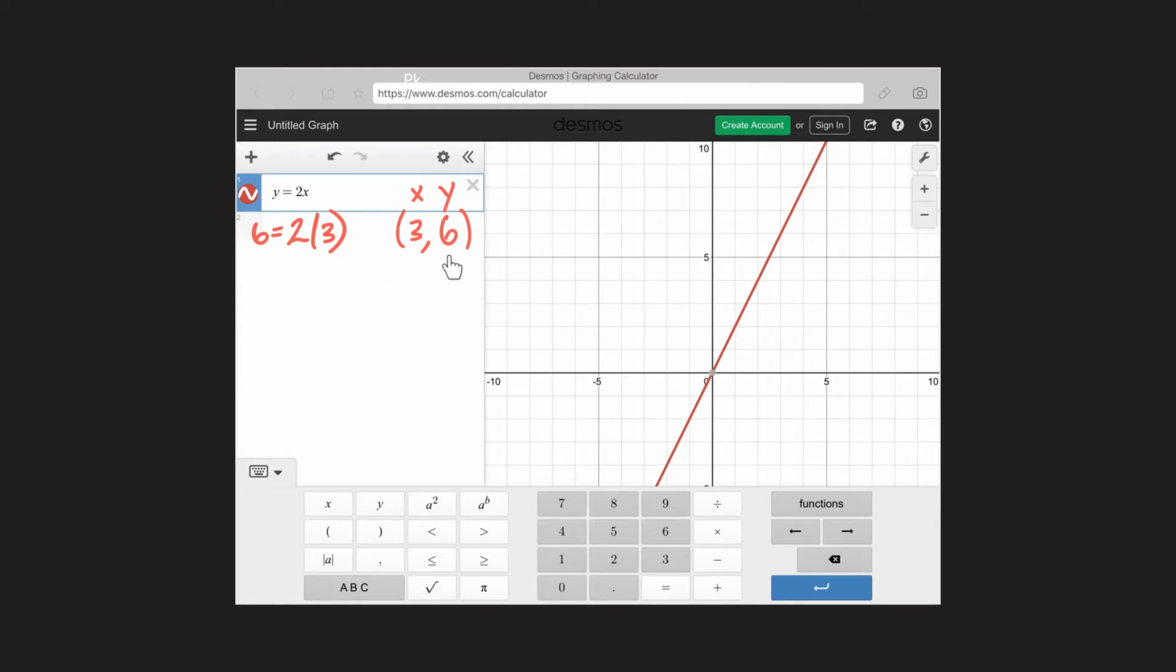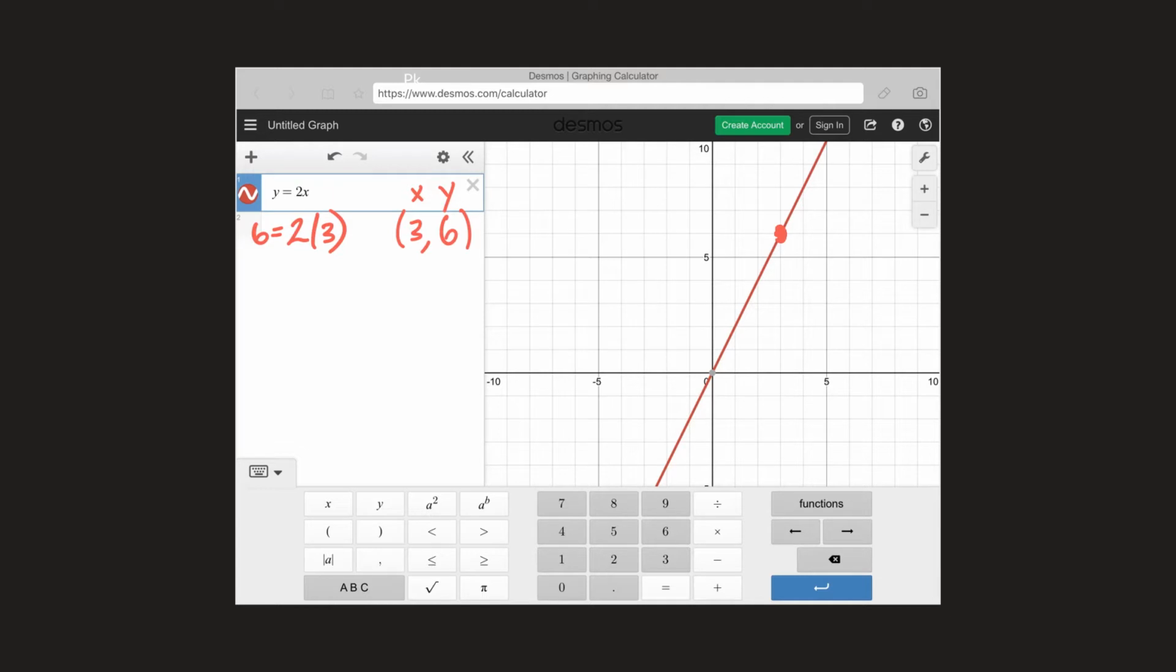It is 3 for x, 6 for y, and we can find 3, 6 on our graph. 1, 2, 3, and 6: 1, 2, 3, 4, 5, 6. Hey, there's a solution right there. I'm going to place a dot right there. There's a solution. I can go anywhere on this line.